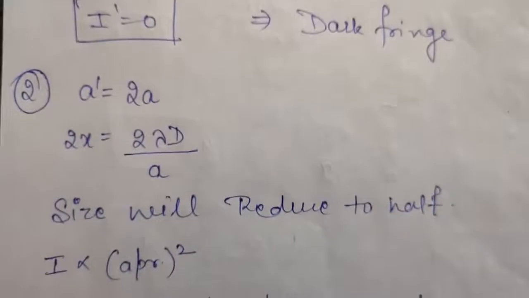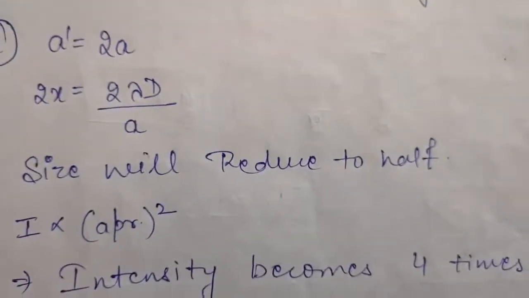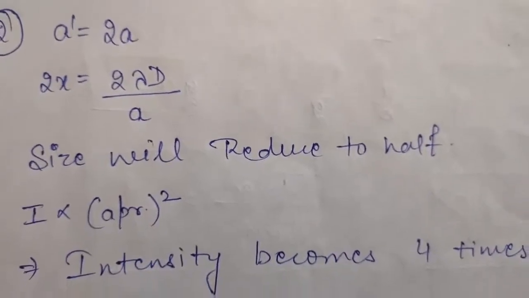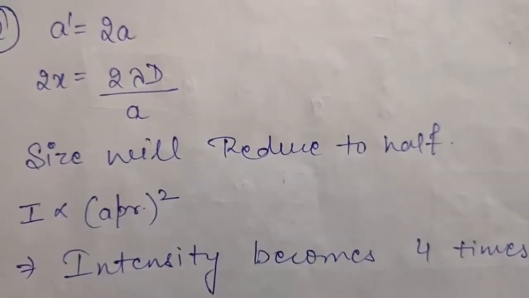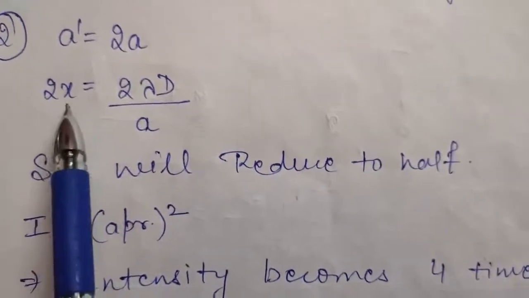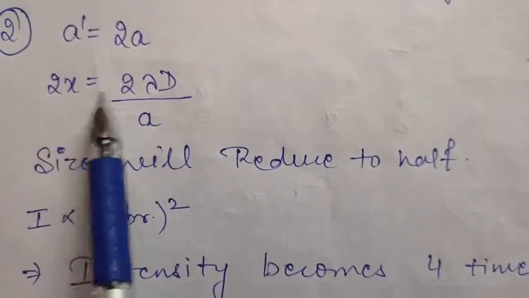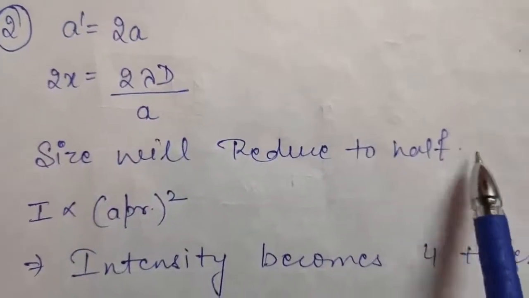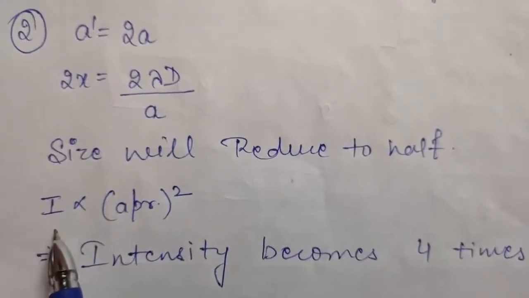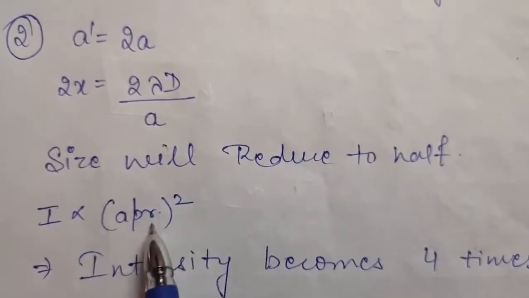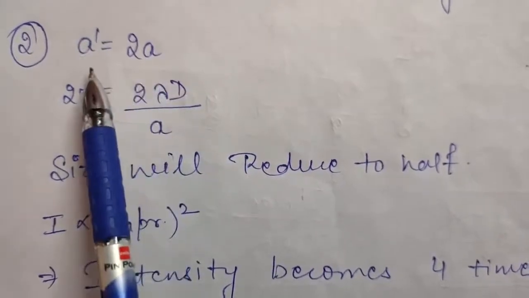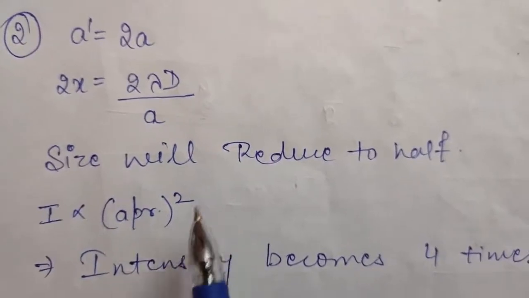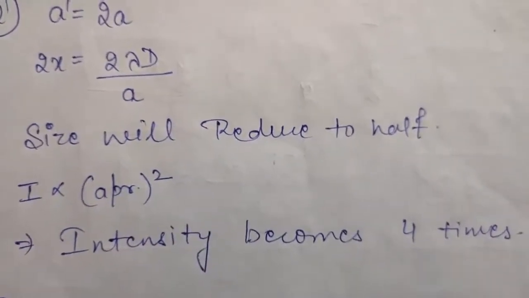In question number 2, it is given if the width of the slit is made double, then what will be the effect on the size and intensity of central band in diffraction pattern? So as you know, the size of central band is given by 2 lambda d by a. So if a is doubled, the size will reduce to half. And because in diffraction pattern, intensity is directly proportional to square of aperture, or you can say square of width of your slit, therefore intensity will now become 4a square. So it will become 4 times.